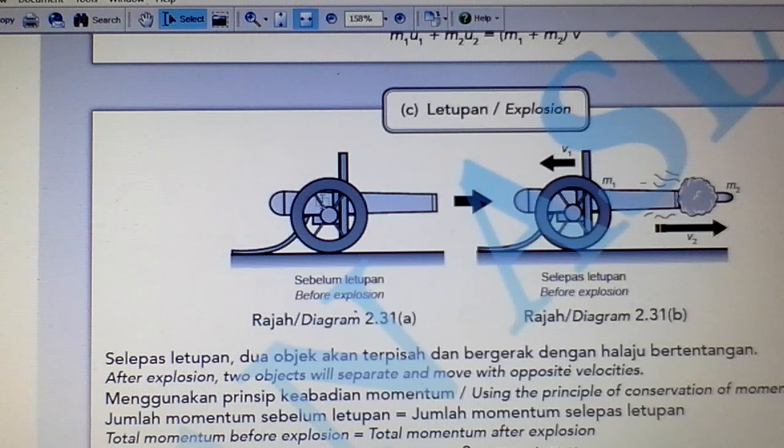Okay, we have a cannon and cannonball. Initially, before the explosion, you can see the cannon and cannonball. The cannonball is inside the cannon, like a bullet and the gun. Both are at rest before the explosion, so we can say the total momentum before the explosion equals 0.